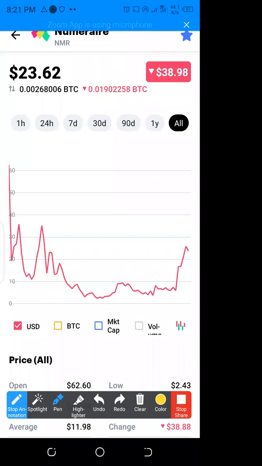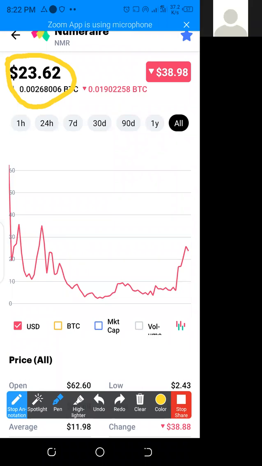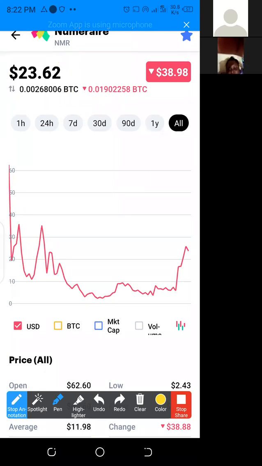If you look at it, this is how to analyze a coin. The first thing you look at is the current price. That's what I just circled, and this is $23.62. Am I getting it across now? Look at this other side. This means that the coin has reduced by $38. Which means that the coin has gone as high as $23 plus $38.